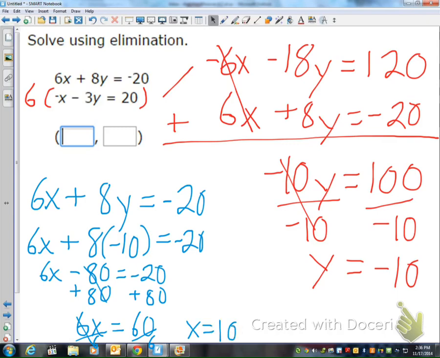So my solution for this one is 10, negative 10.